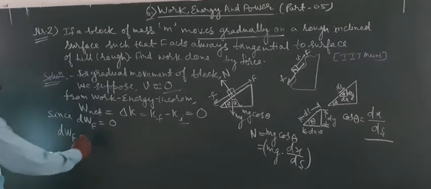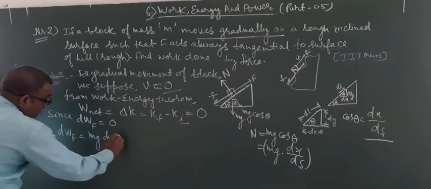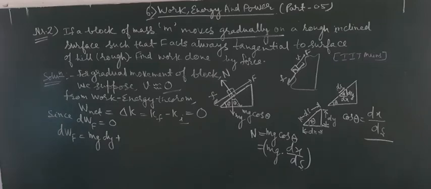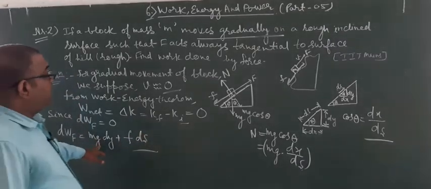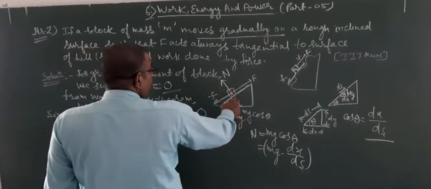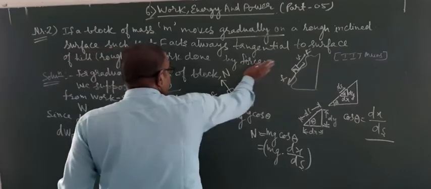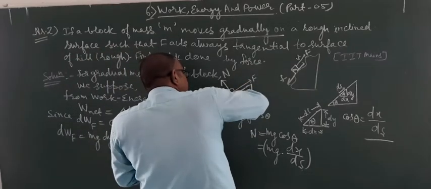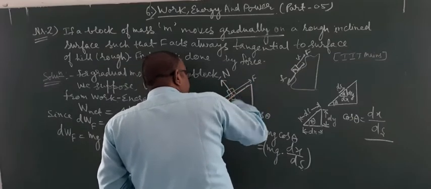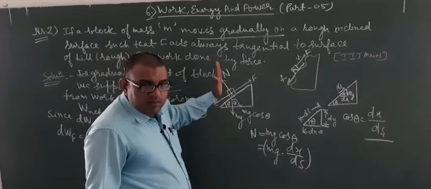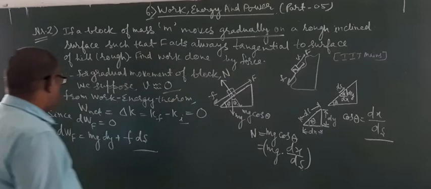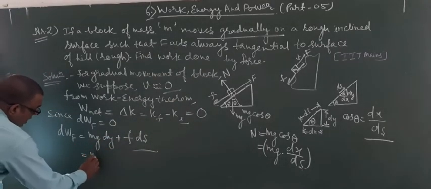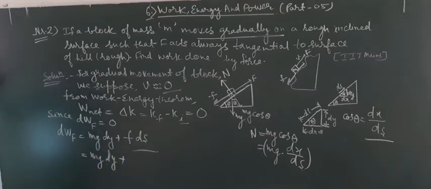dWf is equal to mg into dy plus f into ds. Look here, students, why have we written this? Because the weight is responsible for the upward motion. If the weight is lifting, it is due to the component of the weight mg that the vertical motion is going on, and due to the frictional force, the motion along the inclined plane is going on. So we can write dWf as mg into dy plus f into ds.